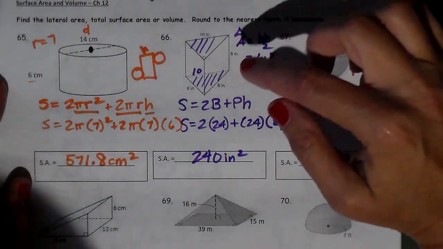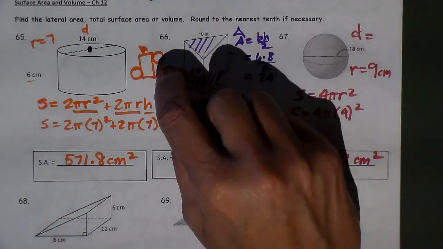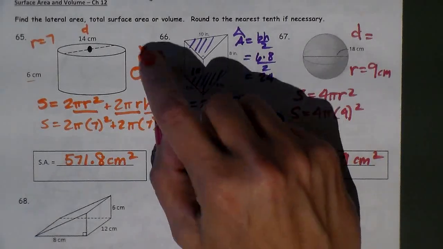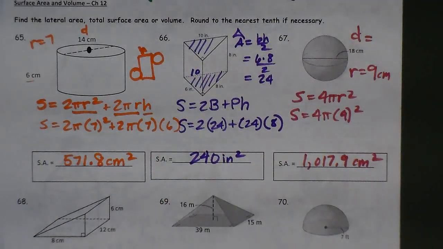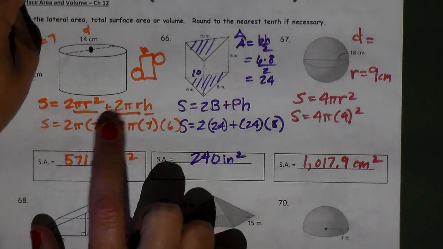So the perimeter of a circle is 2 pi r. So I'm going to do 2 pi r, which is my length, times h, which is my width. So that's why the surface area formula of a cylinder is what it is.